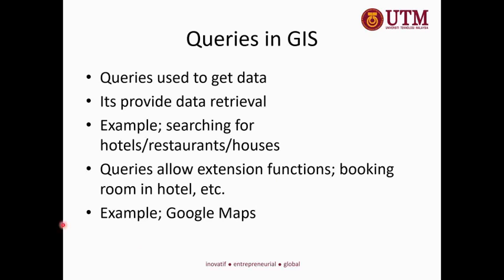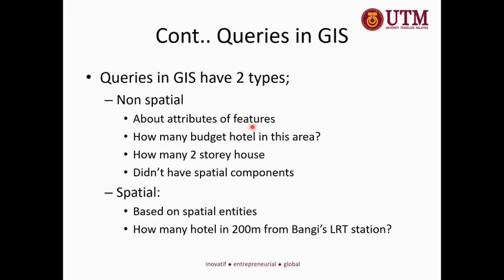As I said previously, in Google Maps we can ask for, maybe, 2 hotels within 2 kilometers from our current location. So these are some queries. Queries in GIS have two types. The first one is non-spatial, meaning the attribute only. For the first one, about the features: how many budget hotels, how many two-story houses, how many residential areas, how many commercial areas, how many factories in this area. It doesn't have any spatial component.